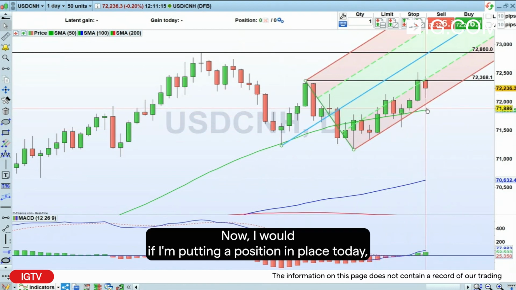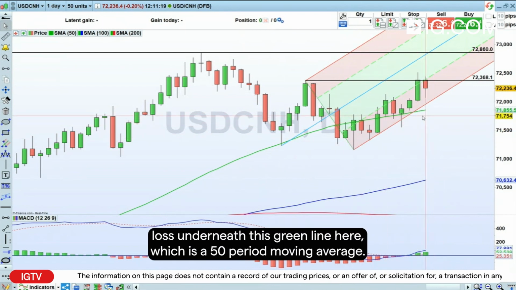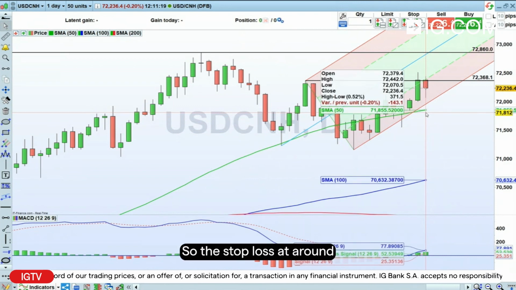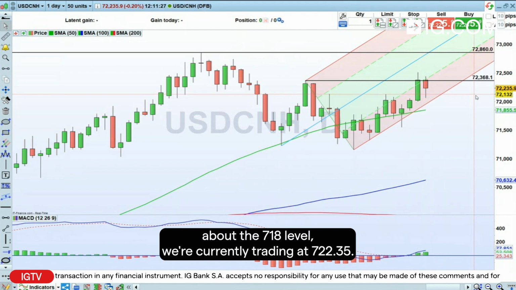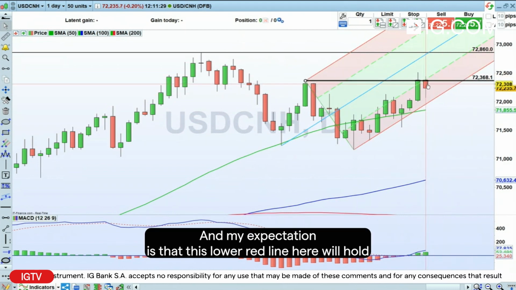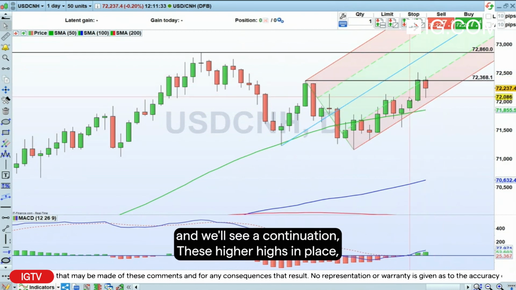Now, if I'm putting a position in place today, I put my stop loss underneath this green line here, which is the 50-period moving average, something else I have on all my charts. So the stop loss is at around the 718 level. We're currently trading at 722.35. And my expectation is that this lower red line here will hold and we'll see a continuation of these higher highs in place.